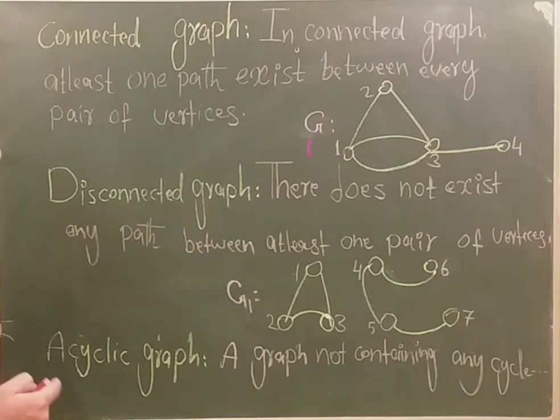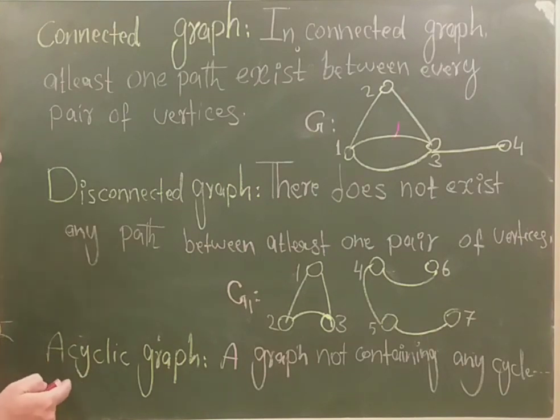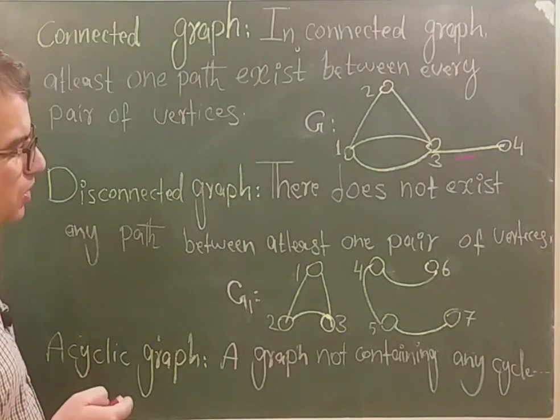This graph is a connected graph because between every pair of vertices of this graph we can find a path. For example, between vertex number 1 and number 2 we have one path. Between vertex number 2 and number 3 we have one path, and also two paths. It means between every vertex of this graph we have at least one path. Such graphs we call connected graphs.